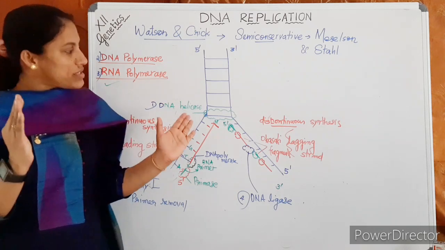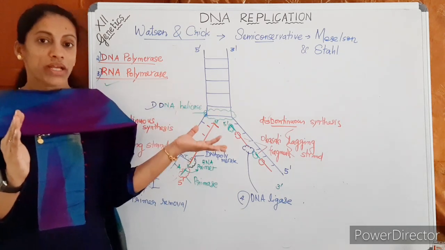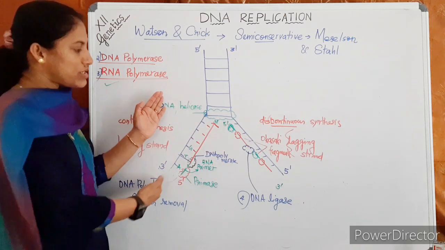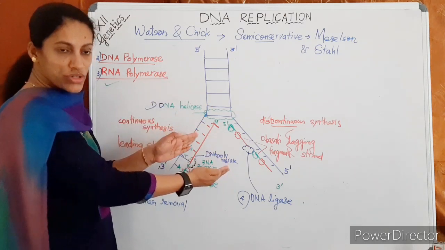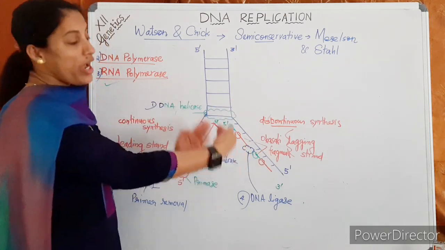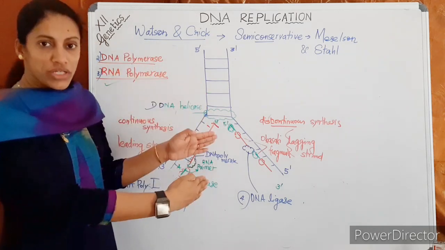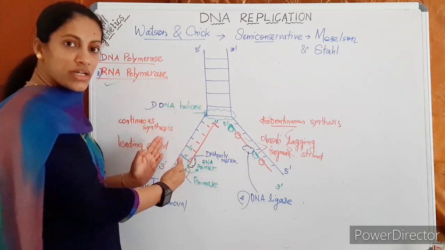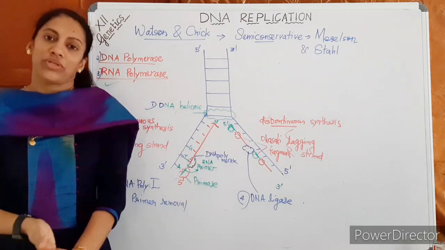So this is about DNA replication. It is a semi-conservative model, because only one strand is old and one strand is new. It is also known as semi-discontinuous, because only one strand is continuous and the other strand is discontinuous.